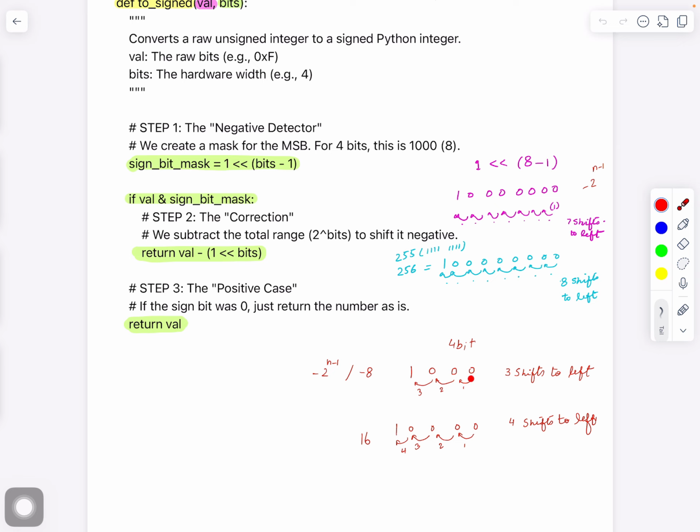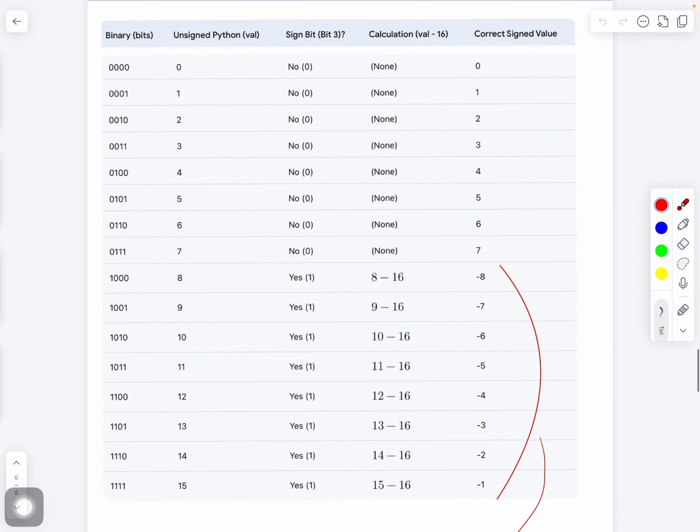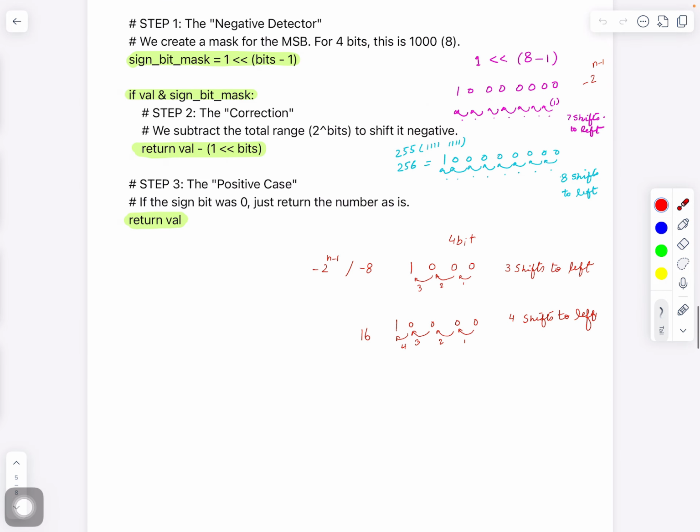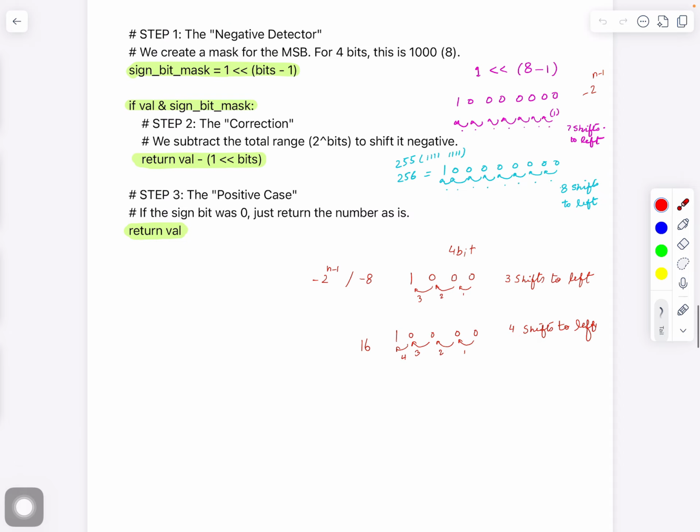So if you shift 1, 2, 3. Okay, so that becomes, sorry, that's what I was thinking when I was explaining. This number is a sign bit mask. So this is just a bit to check if it's negative or not. So this is not that 16-bit number. That number is actually this one. Okay, sorry for that.